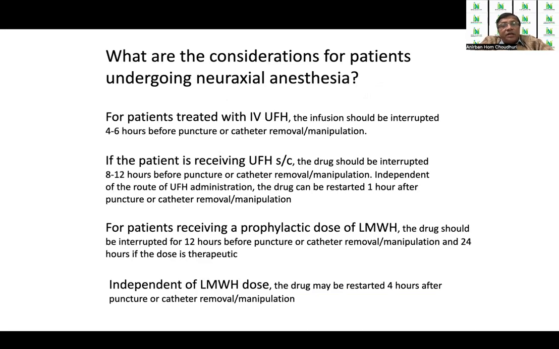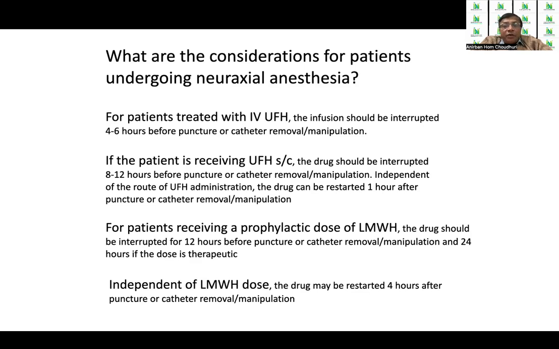Next, what are the considerations for patients undergoing neuraxial anesthesia? For patients treated with unfractionated heparin, the infusion should be interrupted 4 to 6 hours before puncture or catheter removal or manipulation. If the patient is receiving unfractionated heparin subcutaneously, then the drug should be interrupted 8 to 12 hours before puncture or catheter removal or manipulation. Independent of the route, be it IV or subcutaneous, the drug can be restarted 1 hour after puncture or catheter removal or manipulation.